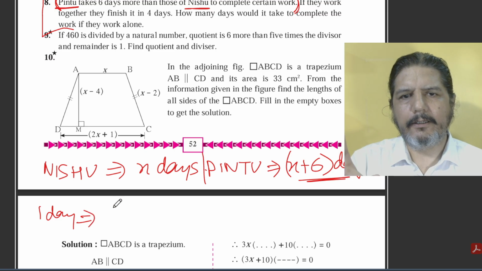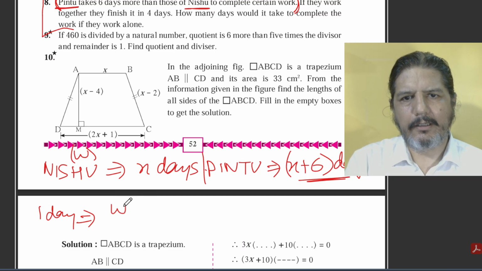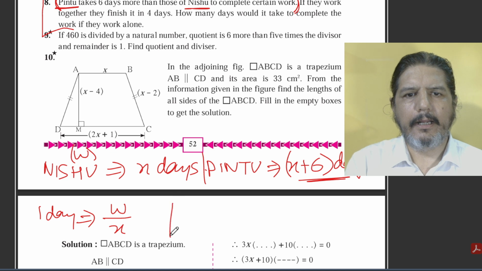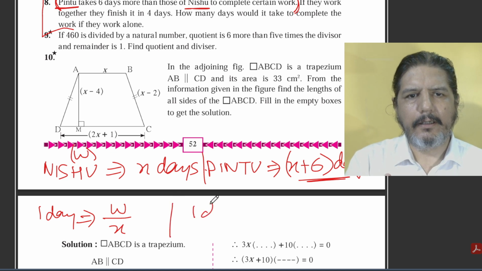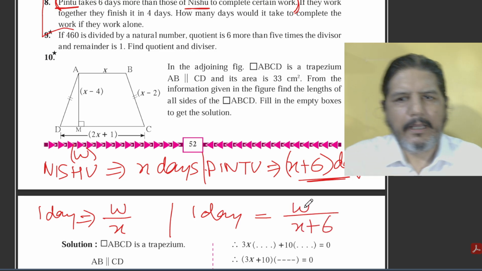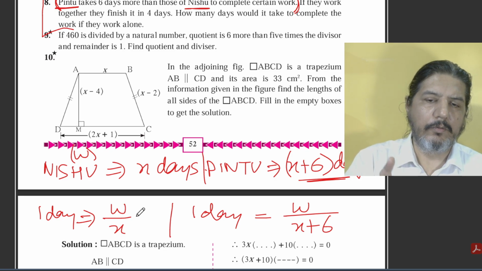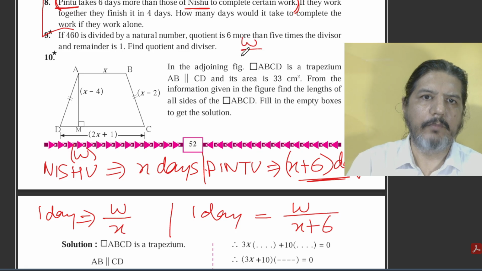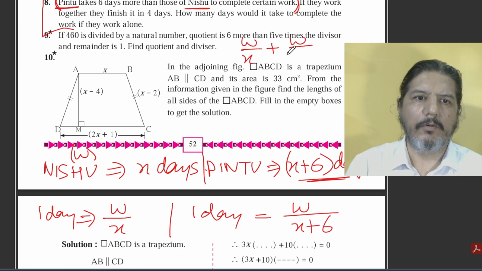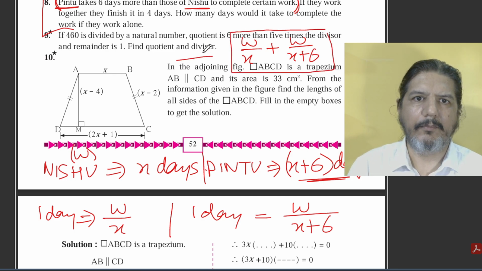Now, if you have understood my discussion, what you will understand is that in 1 day, if Nishu completes the work W in x days, then in 1 day Nishu would have completed W by x of the work, and Pintu would have completed in 1 day W upon x plus 6 of the work. And when they are working together in 1 day, both of them will complete W by x plus W upon x plus 6 of the work. This is the work they complete in one day.